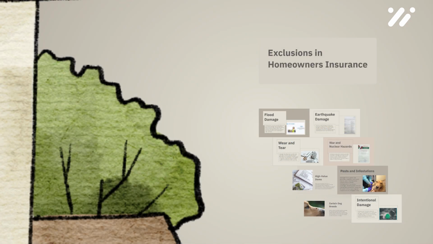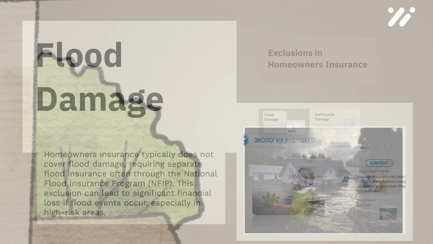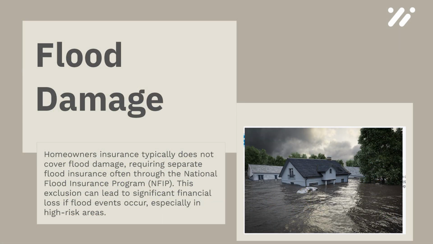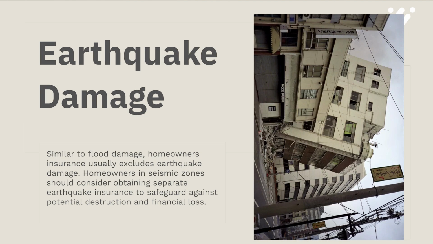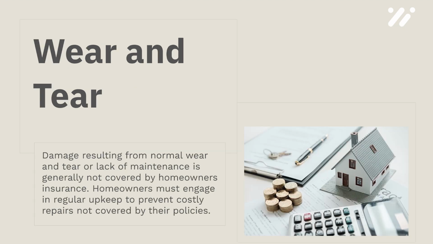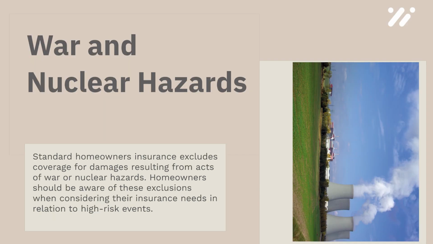Now, what isn't covered by homeowners insurance? While homeowners insurance provides extensive protection, there are notable exclusions. Stay attentive. Flood damage requires separate flood insurance, often through the National Flood Insurance Program, NFIP. Earthquake damage requires a separate earthquake insurance policy. Wear and tear, which means damage due to neglect, aging, or lack of maintenance, is not covered. Acts of war or nuclear hazards. These are excluded from standard policies.